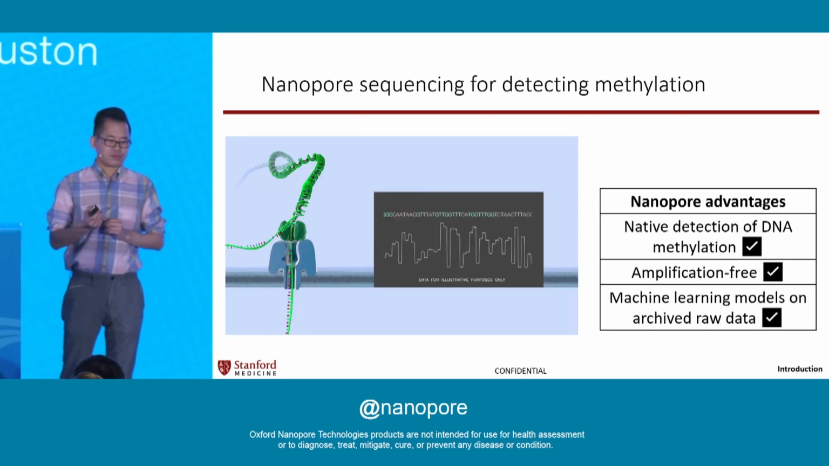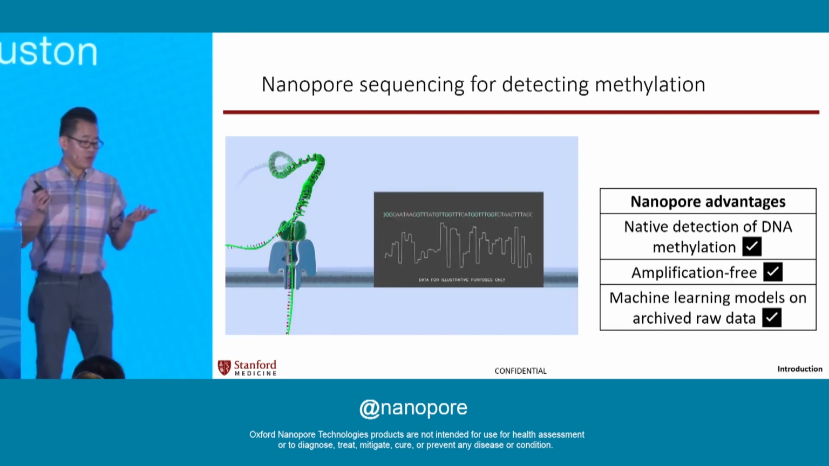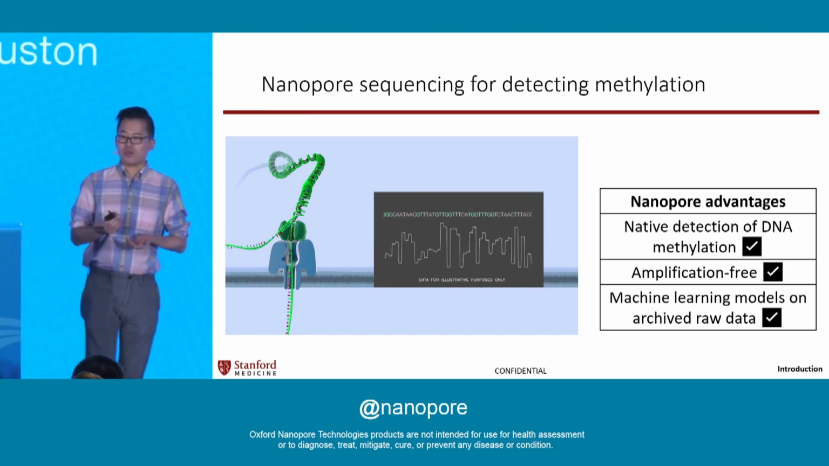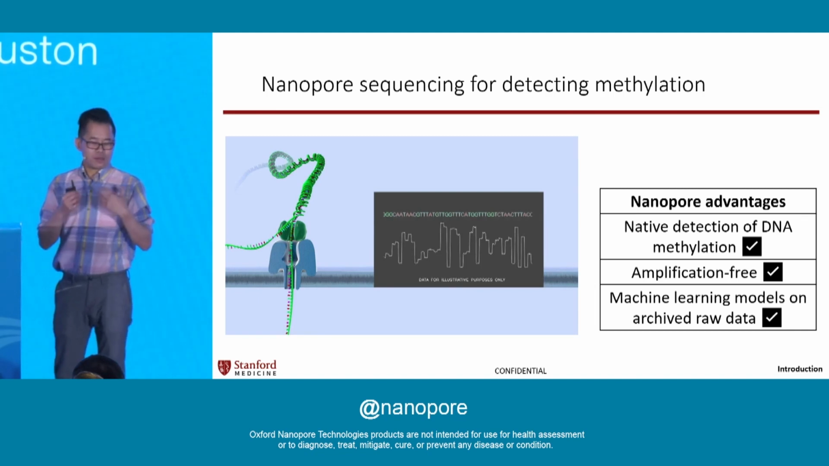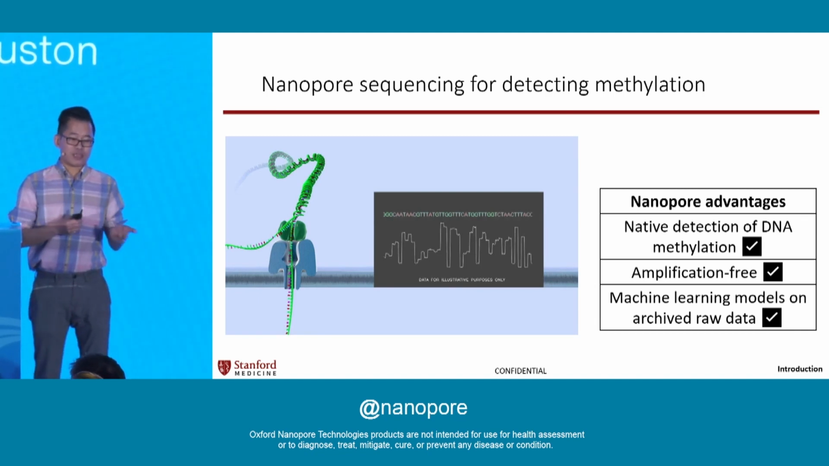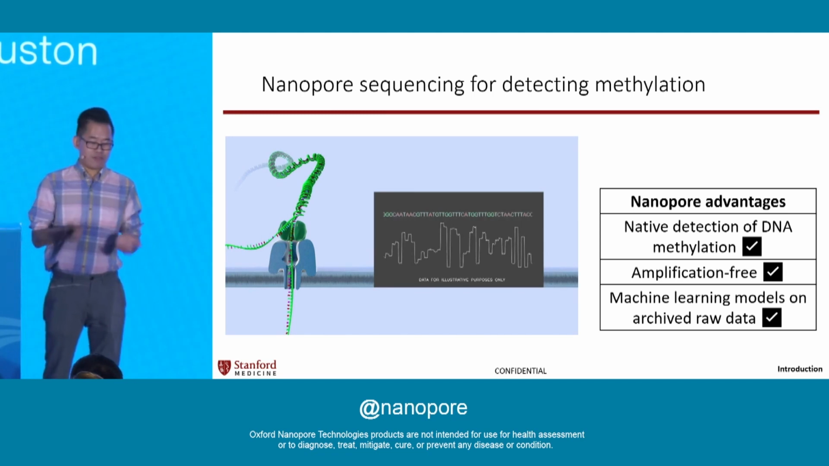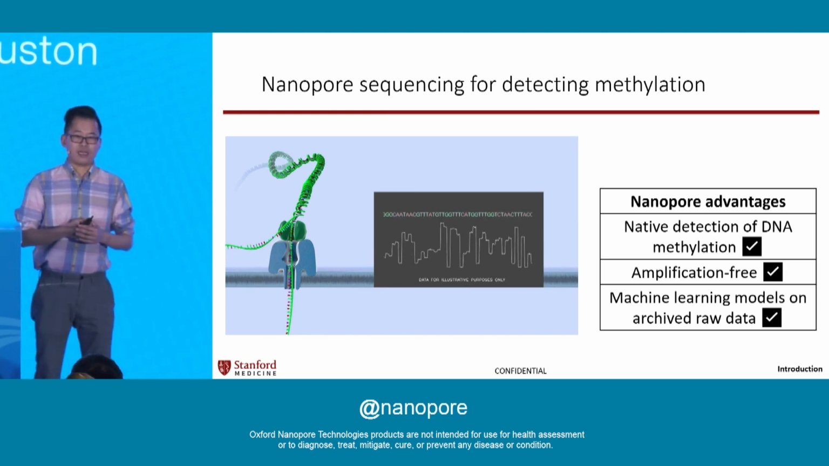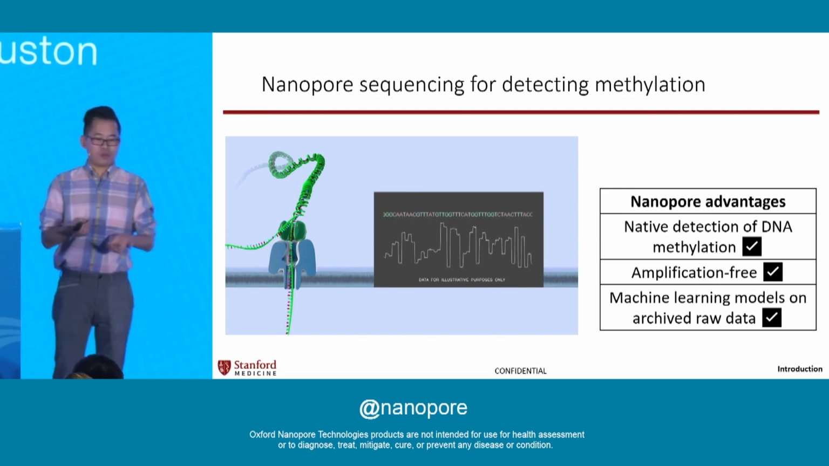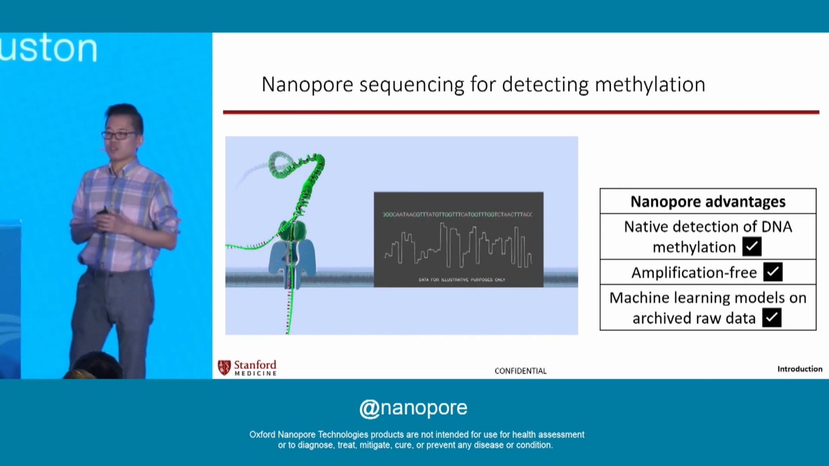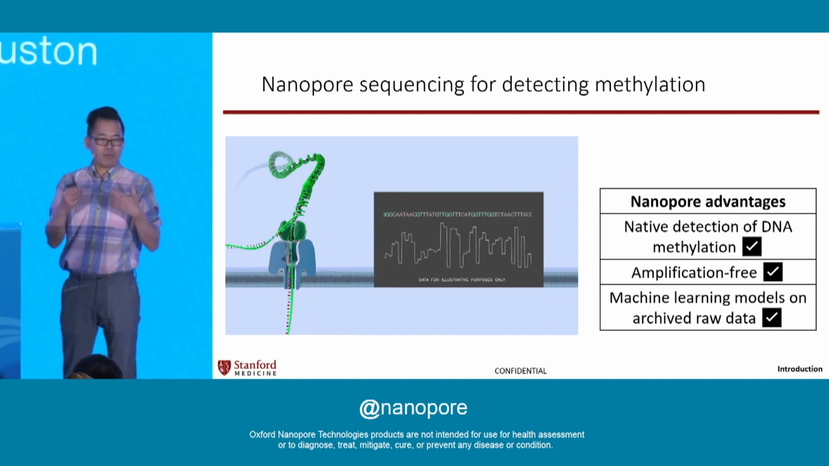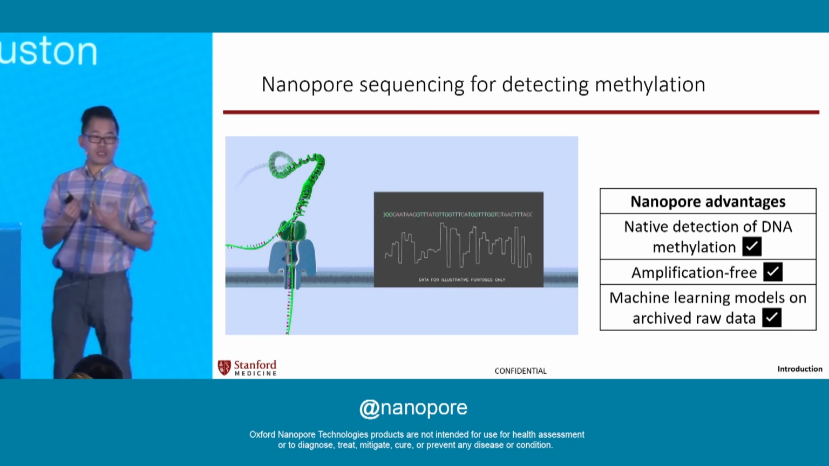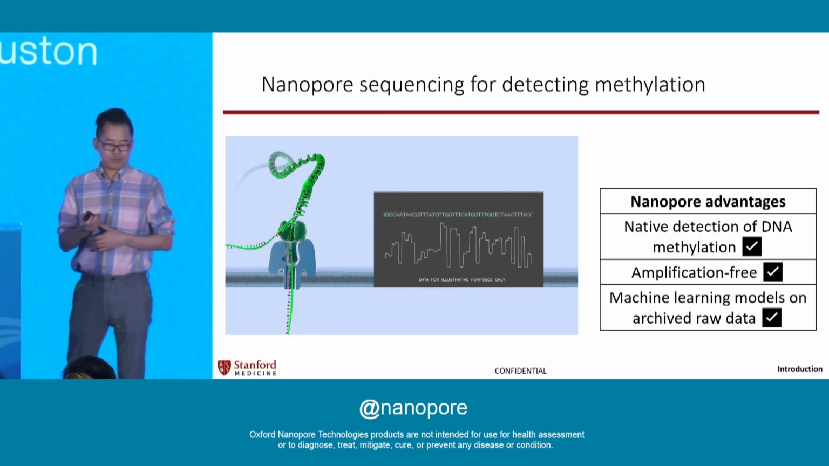So our group decided, well, why not use nanopore sequencing to look at cell-free DNA? There's a bunch of advantages that we want to take advantage of in nanopore sequencing. First of all, you get native methylation detection for free, essentially, in your sequencing data. You don't have to do PCR, so there's no deduplication. But really the most important part is that you can use machine learning models on your archived raw data, so your data sets become better and better over time with higher quality, and also you can start looking at alternative methylation marks that may not have been possible years ago, but are possible now.